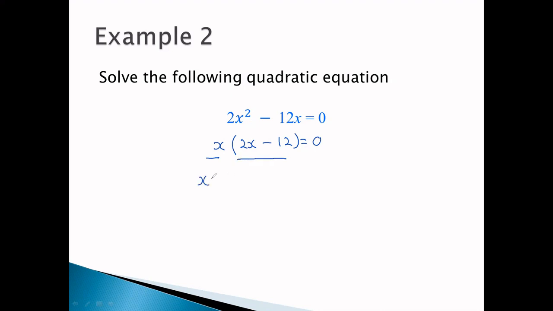Okay, and again, I'm going to use the zero product rule, whereby this times this equals 0. So simply x equals 0, or 2x minus 12 equals 0. Now I've already solved this, so it's done. Now let's solve this. And x equals 12 over 2, which is 6. All right, so simple concept. Now let's move on to the third example.